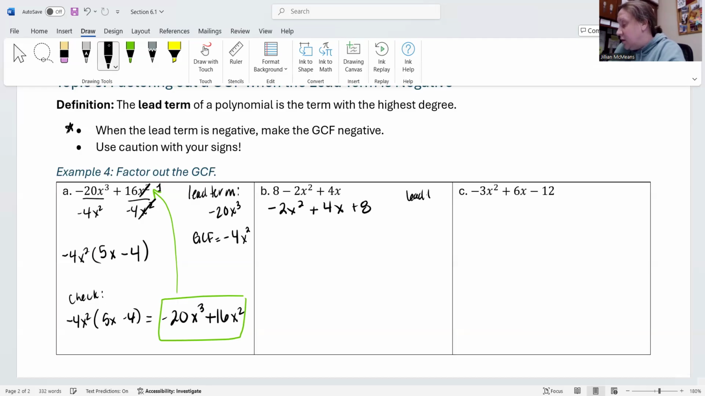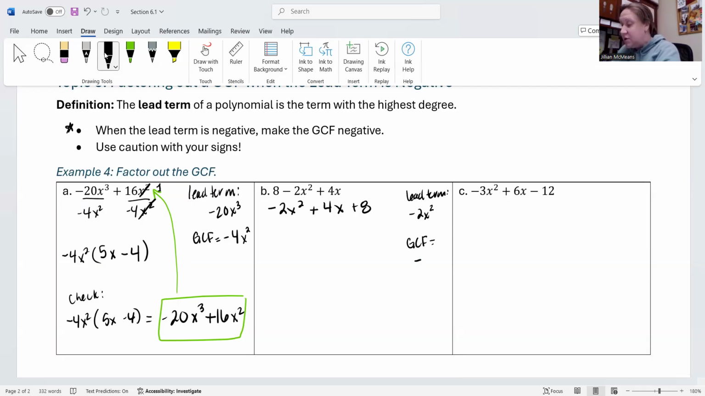My lead term is negative 2x squared. The first term has the highest degree. So the first term has a degree of 2. The second term has a degree of 1. And then remember, constants always have a degree of 0. So negative 2x squared is the term with the highest degree. So because of that, being negative, we want to make sure our GCF is negative.